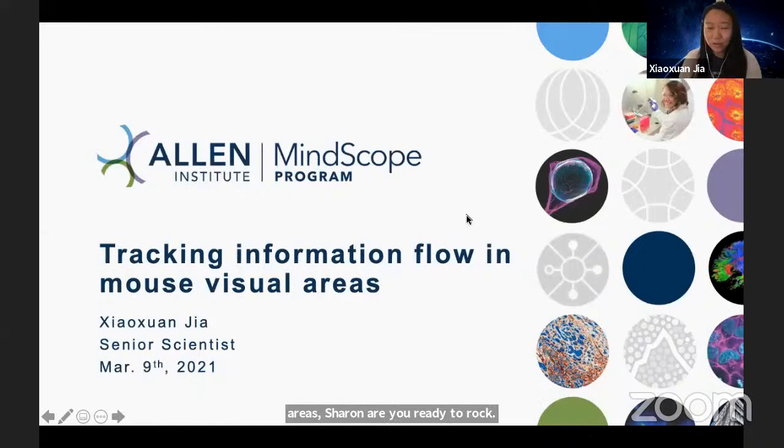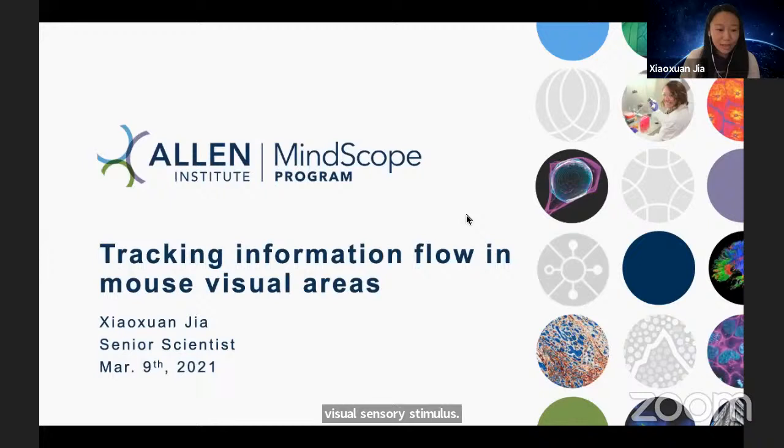I'm going to switch topic from talking about representation to signal transmission in the visual system. As Josh introduced, one advantage of our data set is simultaneous recording of spiking activity from multiple areas. With this, we can ask how information flows in the mouse visual system during visual sensory stimulus drive.